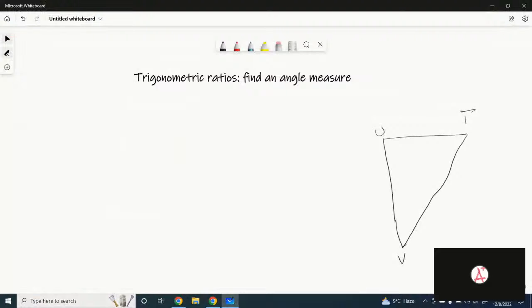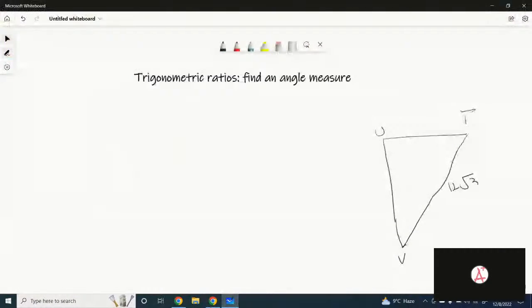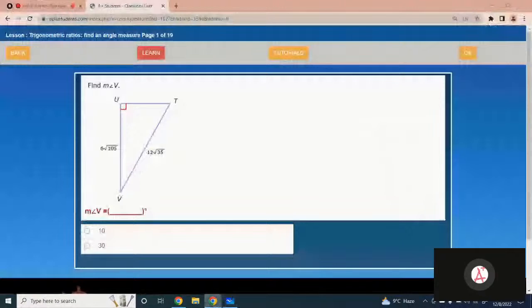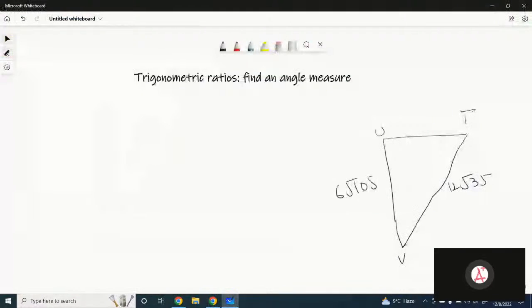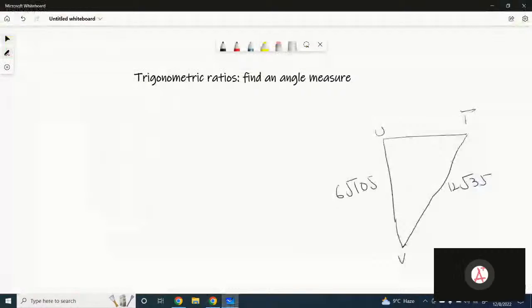One side is 12 square root 35, and another is 6 square root 105. You have to find the angle V. The measurement of angle V we have to find. Got it? So we have to find the measurement of angle V. Got it? Okay.